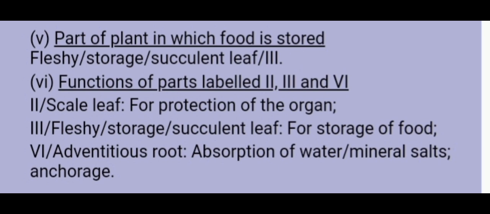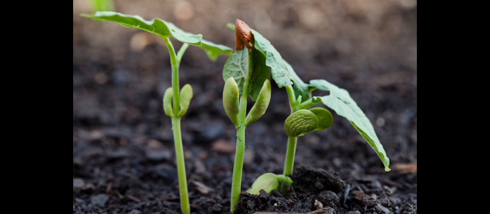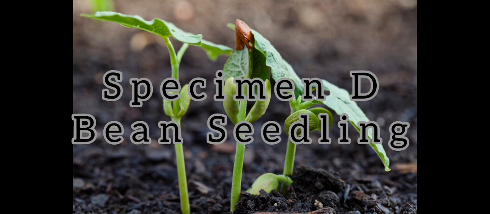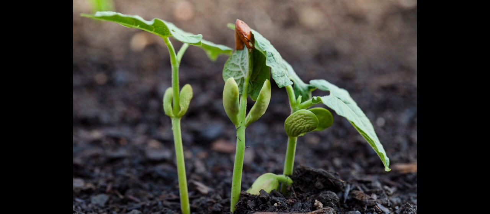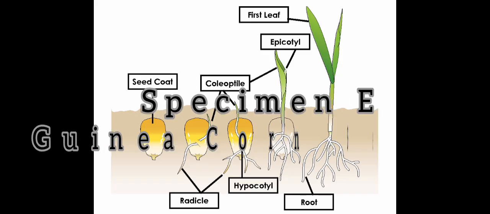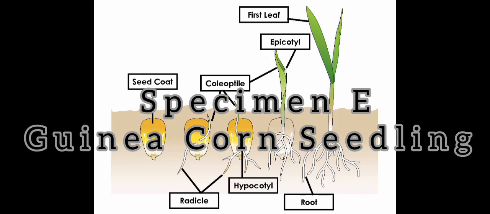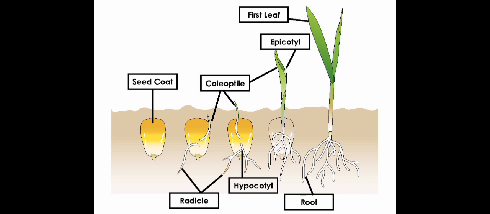Yes. Okay. Now the next set of specimens is specimen D and E. So we're going to compare specimen D, which is bean seedling, a seedling of beans, with specimen E, which is guinea corn seedling. Okay, so these seedlings will be brought in a pot or any kind of container. All right, and you will see them.